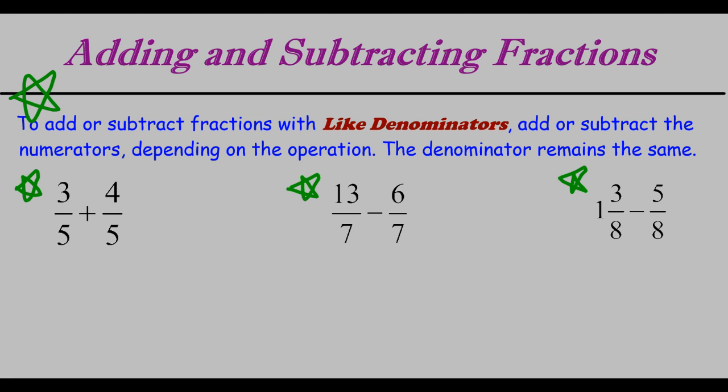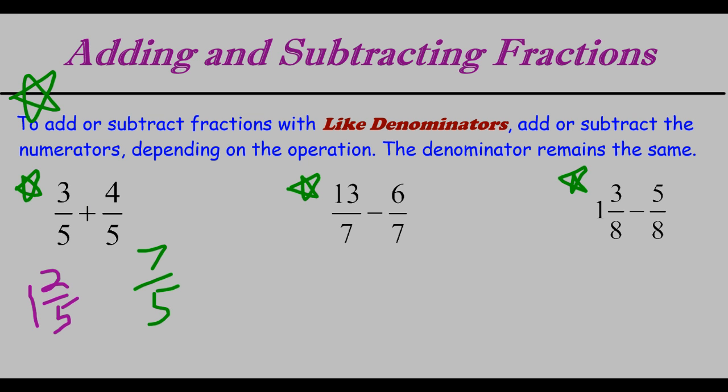So again, if we're just adding or subtracting the numerators, depending on what we see, 3 plus 4 is 7, so that's 7/5. And we can leave it like that, or if you like, we can change it to 1 2/5. Either way, this is in simplified form. Improper fractions are totally fine in this case. They just need to be simplified. And so 1 2/5 or 7/5 are both correct.